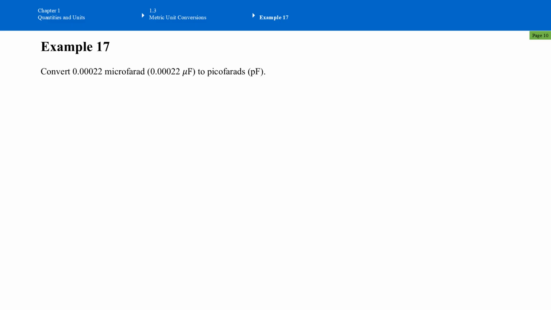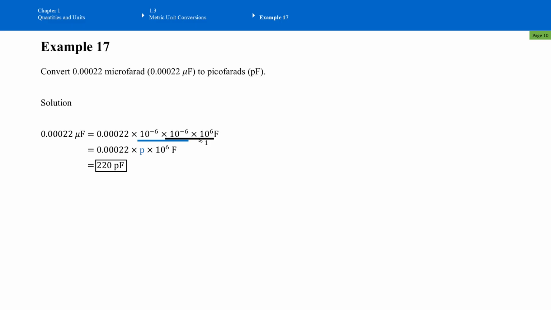Example 17. Convert 0.00022 microfarad to picofarads. First, let's rewrite the expression. And then instead of using the prefix, we're going to use engineering notation. That 0.00022 microfarad becomes 0.00022 times 10 to the negative 6.